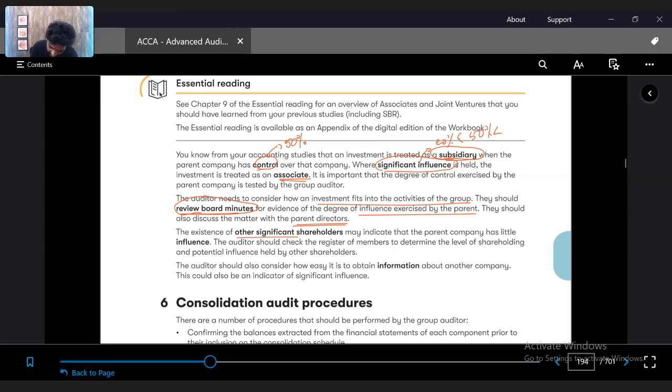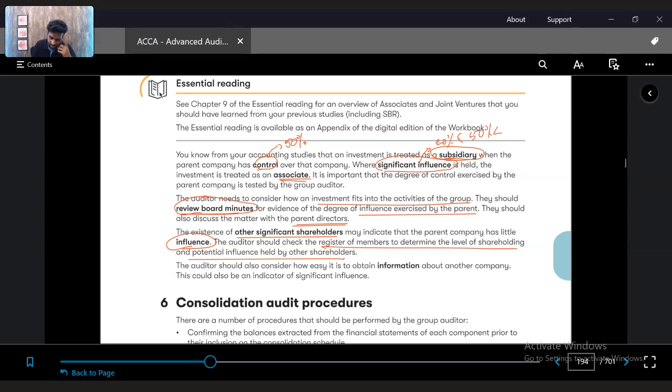The existence of other significant shareholders may indicate that the parent company has little influence. So if there are other significant directors or significant shareholders, then the company might have little influence over the subsidiary. For that, you can also check the register of members, like the shareholding percentage and potential influence held by the company. So you can review the board minutes to see if there is significant influence, and check the shareholding registry to determine the level of shareholding percentage, etc.